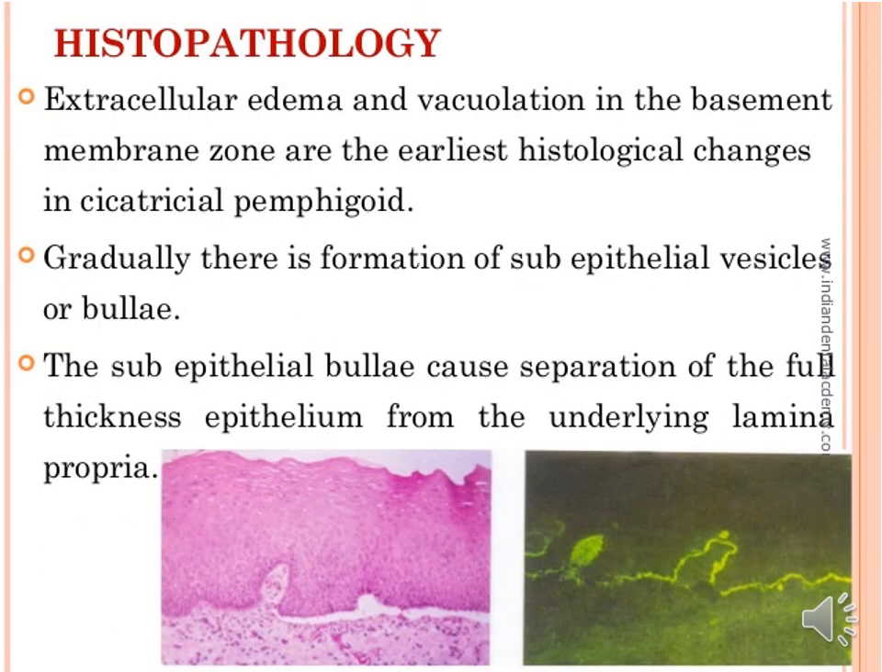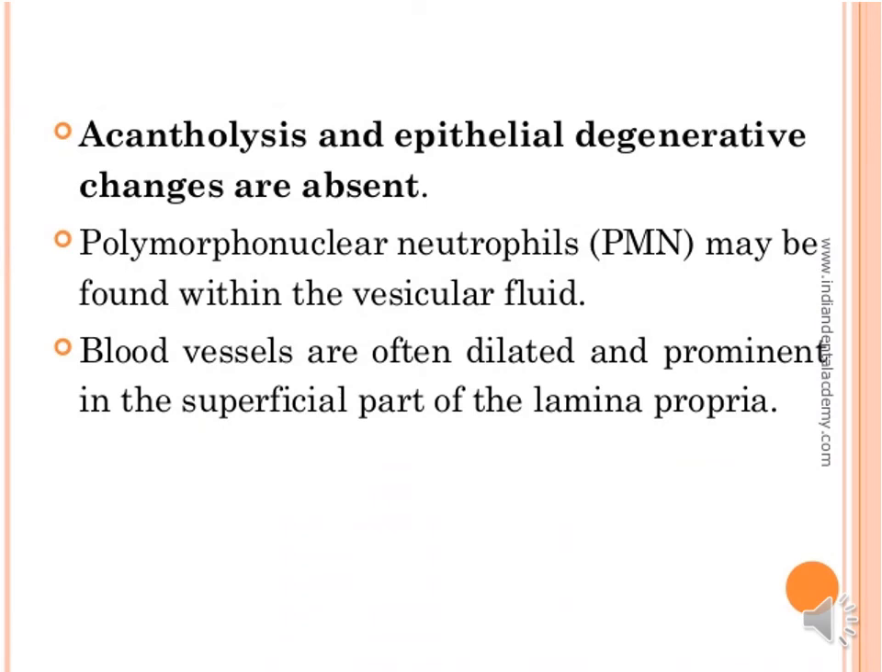Histopathology of this lesion: extracellular edema and vesiculation in the basement membrane zone are the earliest histological changes in cicatricial pemphigoid. Gradually, there is formation of subepithelial vesicles or bulli. The subepithelial bulli cause separation of the full-thickness epithelium from the underlying lamina propria. Acanthosis and epithelial degenerative change are absent. Polymorphonuclear neutrophils may be found within the vesicular fluid. Blood vessels are often dilated and prominent in the superficial part of the lamina propria.